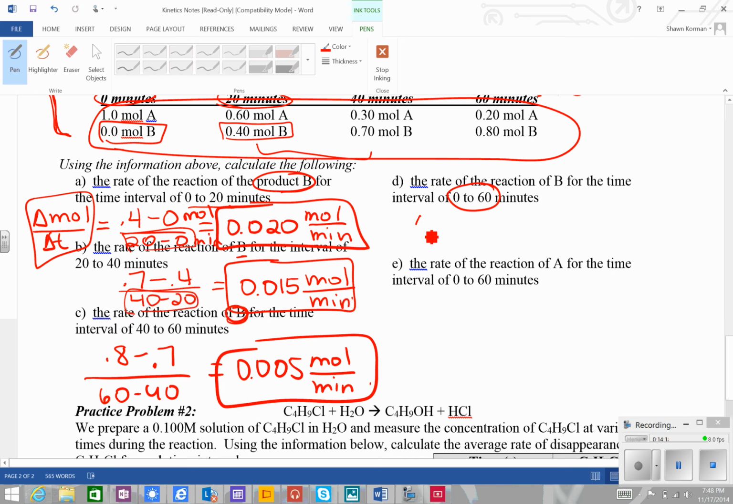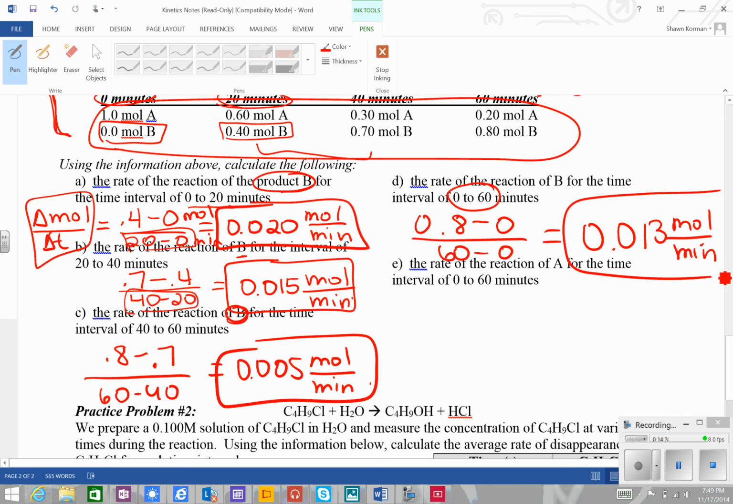So at 60 seconds, we had 0.8. We're going to subtract that from 0 because at 0 minutes we had 0 product. And then 60 minus 0. And you end up with an average for that whole span of 0.013 moles per minute. Okay. Now, again, I'd prefer to look at those equations because those ones are showing you it as it slows down.